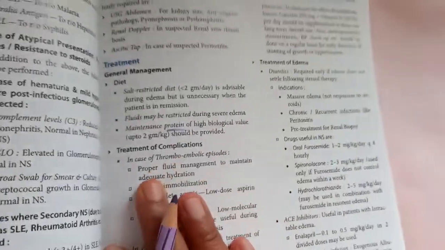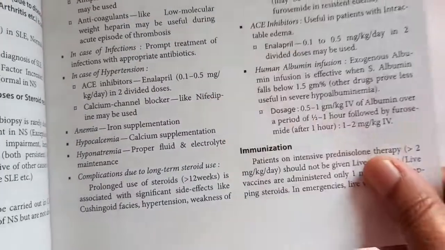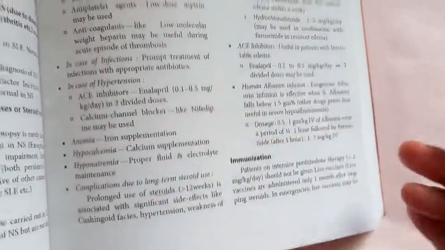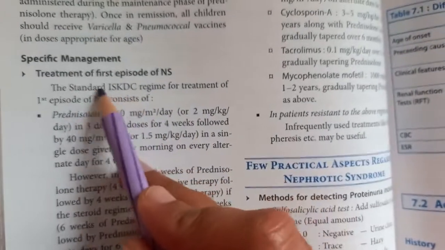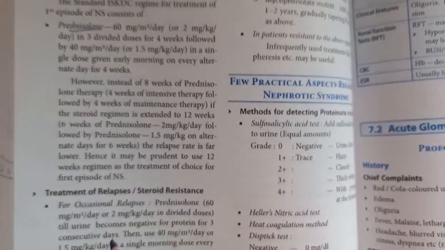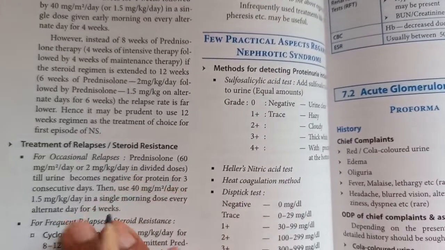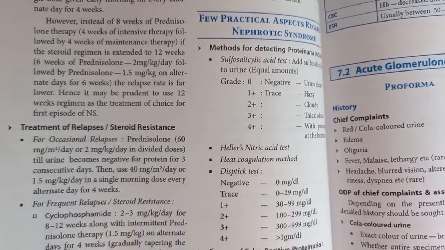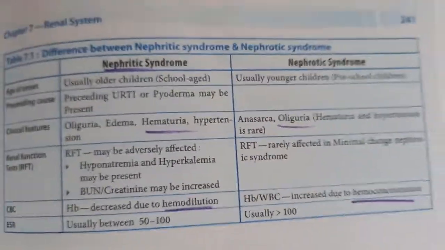Somehow the treatment part of it is not that satisfactory in this book. You can look at it. Mainly we write in theory. How do you write? Steroids, etc. You write, right? See here they have given specific management, prednisolone. This is very important, right? For relapse, you will give, again, prednisolone, some other dosage, cyclophosphamide, etc. for steroid resistance.